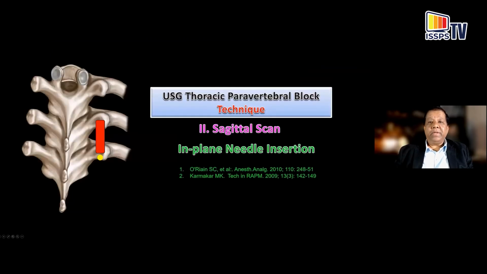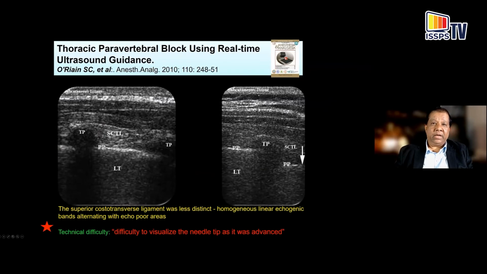So then you have a sagittal scan and in-plane needle insertion. Various investigators from Ireland, Dr. Ohrion and the group, actually performed a sagittal scan, and they placed the needle in plane from a caudocranial direction, as is very frequently performed by many operators today. But what they reported, which is very important, is that they had difficulty visualizing the needle as it was advanced. And this is a common problem with performing in-plane needle insertion with the sagittal approach: because the angle of insertion is quite steep, visualizing the needle can be quite challenging.